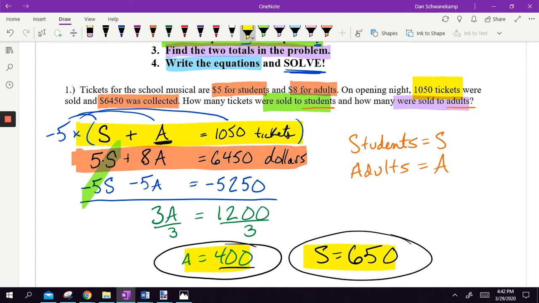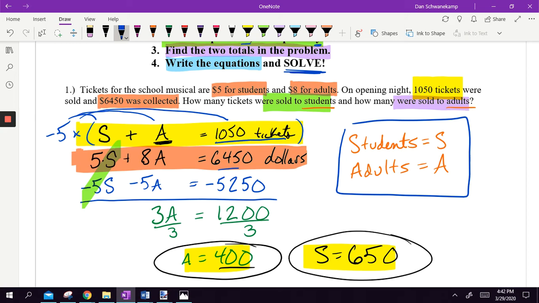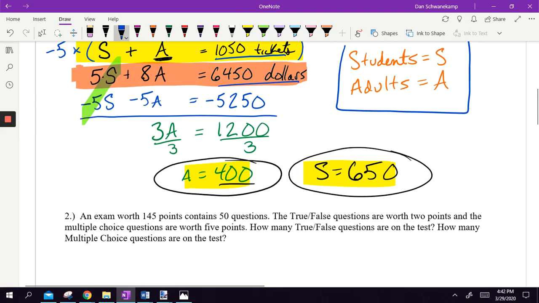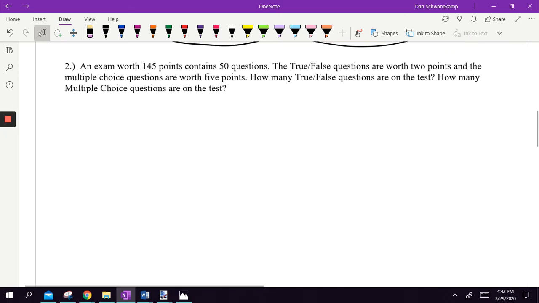We got our answer. So again, think about what we did. We identified what two things we had to find: students and adults. We found our two totals and made them equal to each other. We added the students plus adults to get us tickets. We multiplied students and adults times the money to get us money. And then we did elimination just like we've done on everyone. Good there. Let's try it again.